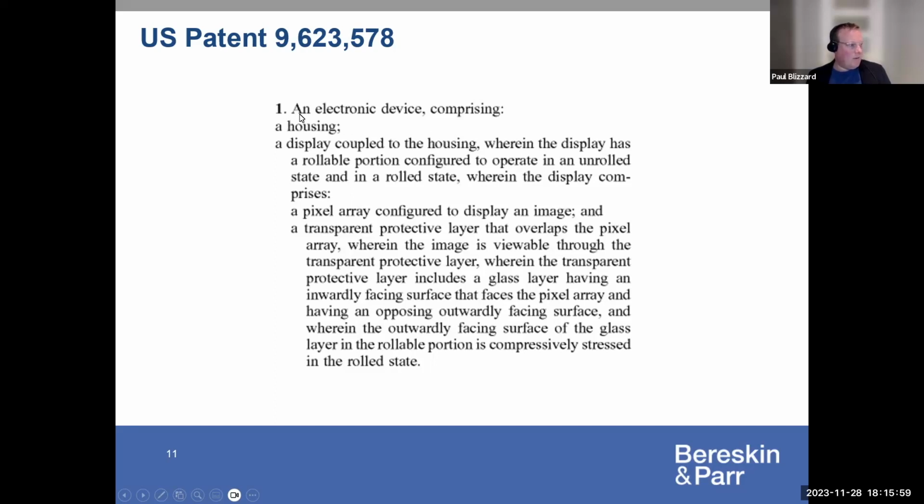In this case, we have an electronic device comprising a housing and a display coupled to the housing. What's interesting here is this relates to this flexible rollable display. There's a pixel array configured to display an image and a transparent protective layer that overlaps the pixel array. Continue going through the rest of the claim; I'm not going to read the whole thing out. It's not necessary, but basically, it describes this screen that is able to be rolled, that there's a rollable portion that can be rolled up as was shown.